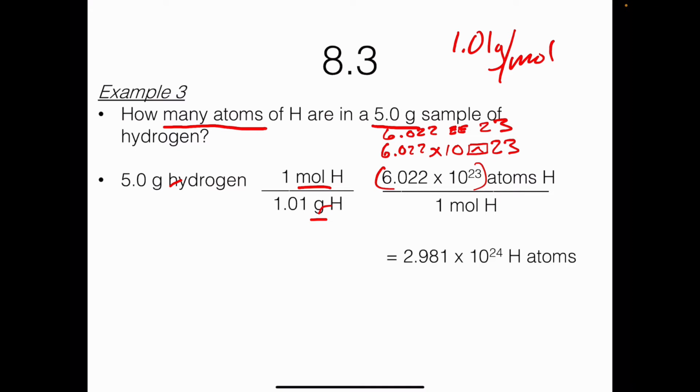When we put this in the calculator, we get 2.981 times 10 to the 24th hydrogen atoms. So we always want to ask ourselves, does this answer make sense? And we see that that 10 to the 24th means that, yes, that is a huge number. We expected it to be a huge number because if it is a 5-gram sample, that's a lot of hydrogen in this case. And if it's a lot of hydrogen, I expect there to be a lot of atoms in that sample. And 10 to the 24th atoms is a lot. So yes, we did come up with an answer that makes sense.